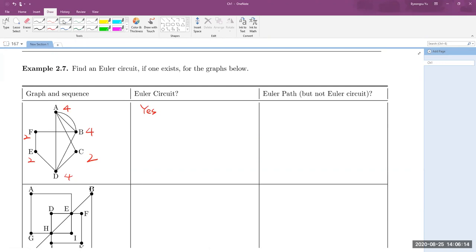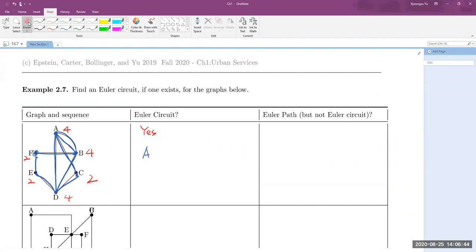To find this, just start with any point. Let's choose, for example, F, then go to B, and go to A, and go to D, and go to C, and go to A, and go to B again, go to D again, go to E, go to F, right? What I try to do is, usually when you have no odd vertices, if you just follow some path, then you can always find an Euler circuit.